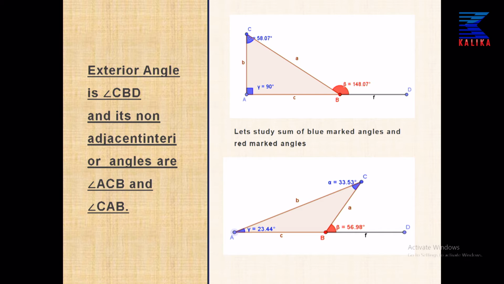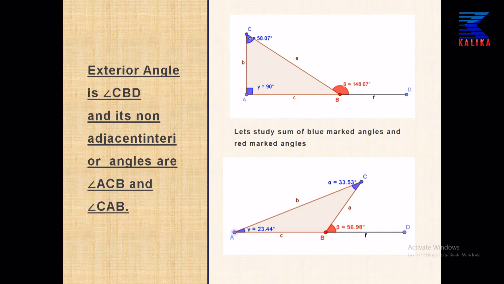Look at the last figure. In the last figure as well, gamma is 23.44 degrees and angle C is 33.53 degrees, and their sum is beta, which is red in color, 56.98 degrees. In this way, I have shown you 4 different triangles and the relation between the exterior angle and its opposite, or non-adjacent, interior angles.